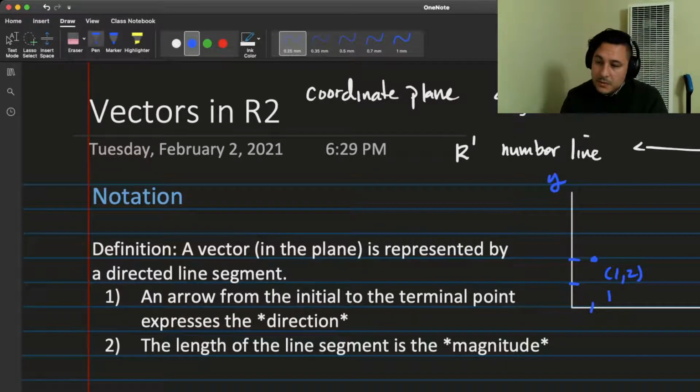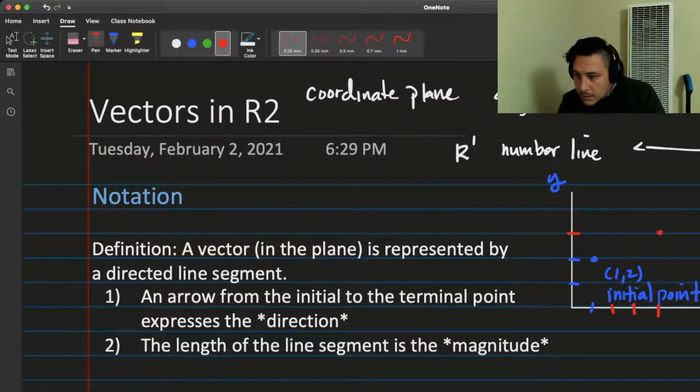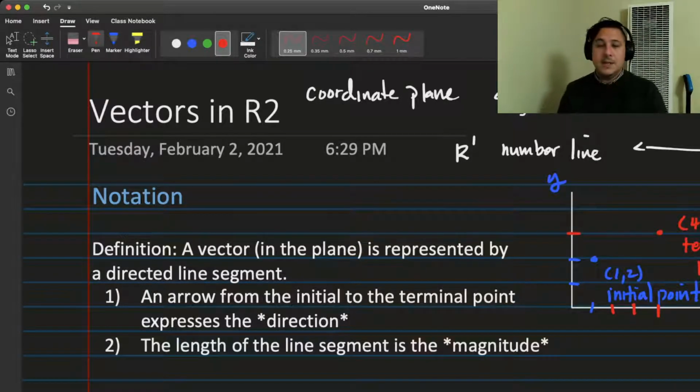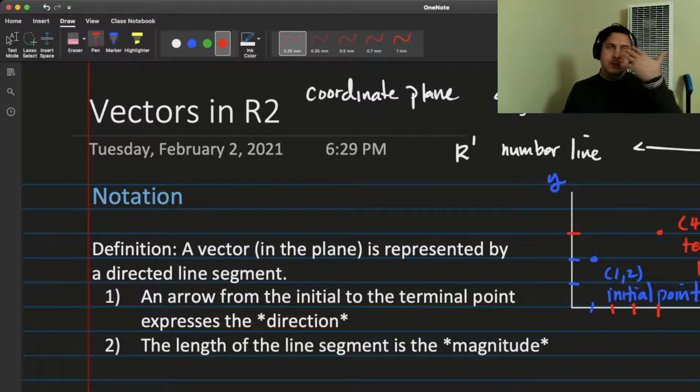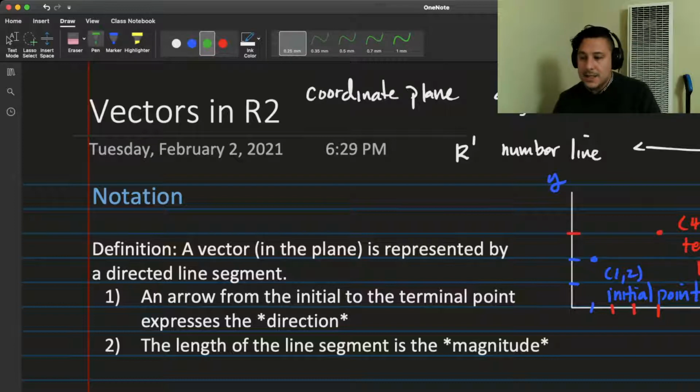So (1, 2) will be our initial or starting point. Then we choose a terminal point, the ending point. Let's make that (4, 3). So that's our terminal point. What's a vector? In the plane, you can think of it as an arrow which starts at the initial point and ends at the terminal point. So it goes like this.